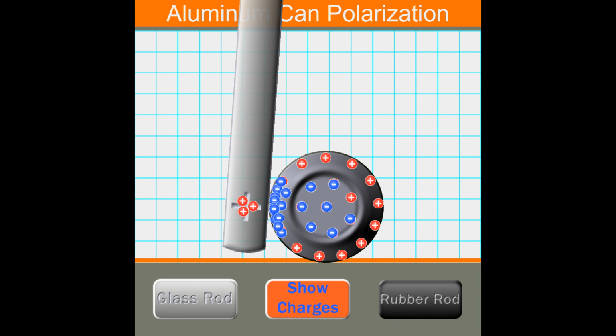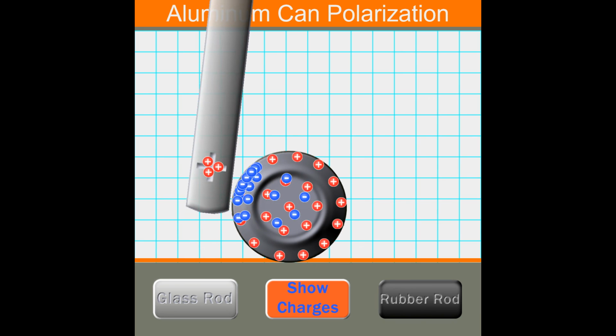But then that leaves on the other side a region where the protons are still locked in, they can't move, a very positive charge. We call this idea charge separation. We separate charges by bringing a different charge involved. And it works with the rubber rod as well.